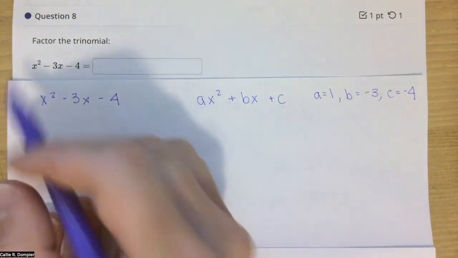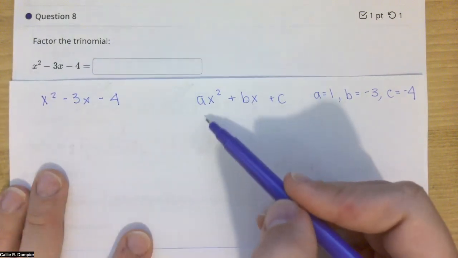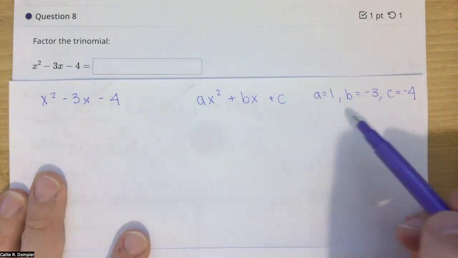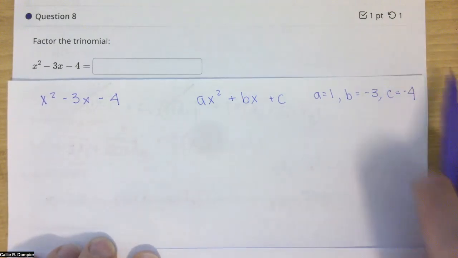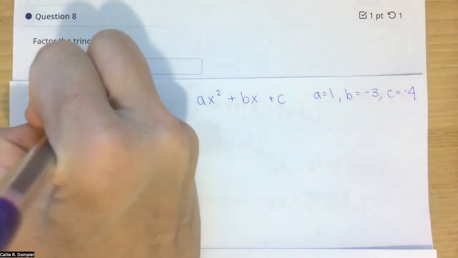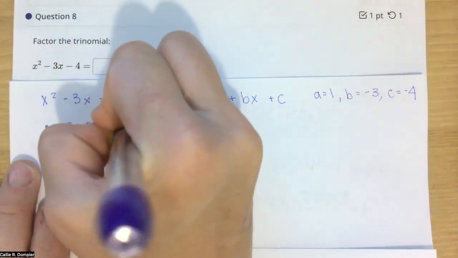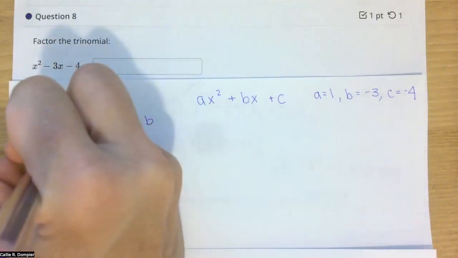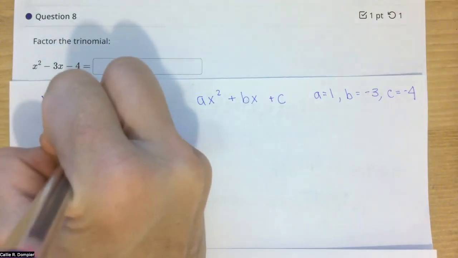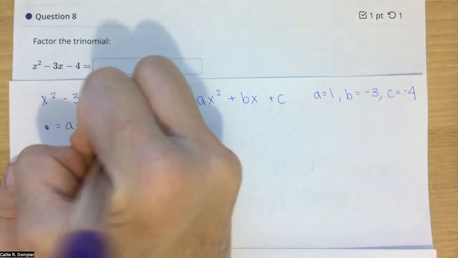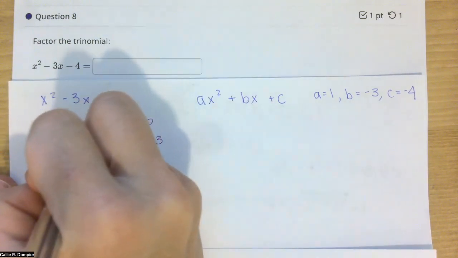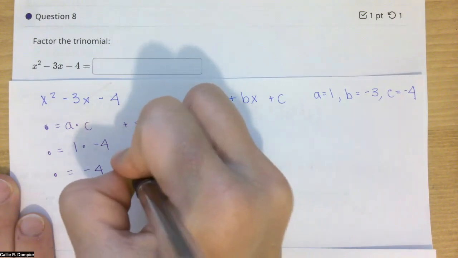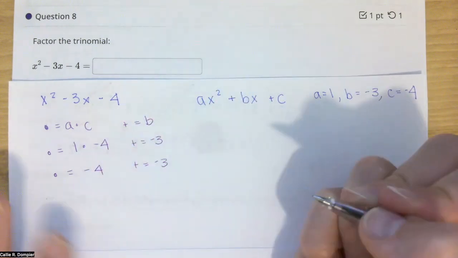Good. So question number 8, x squared minus 3x minus 4, ax squared plus bx plus c means a is 1, b is -3, c is -4, right? We want two numbers that multiply to equal a times c and that add to equal b. So they multiply to equal 1 times -4, and they add to equal -3. They need to multiply to equal -4, and they need to add to equal -3, okay?